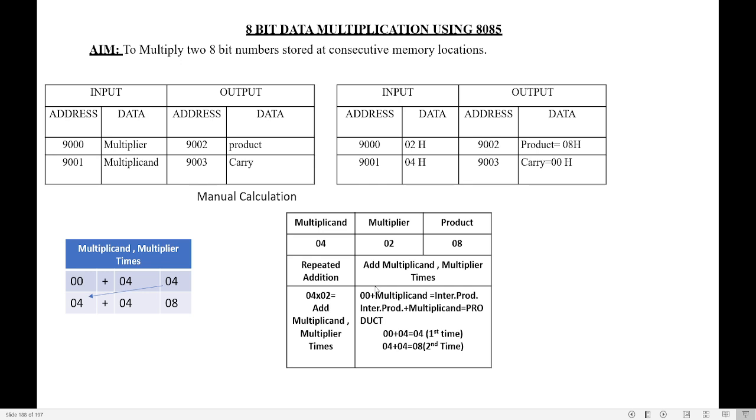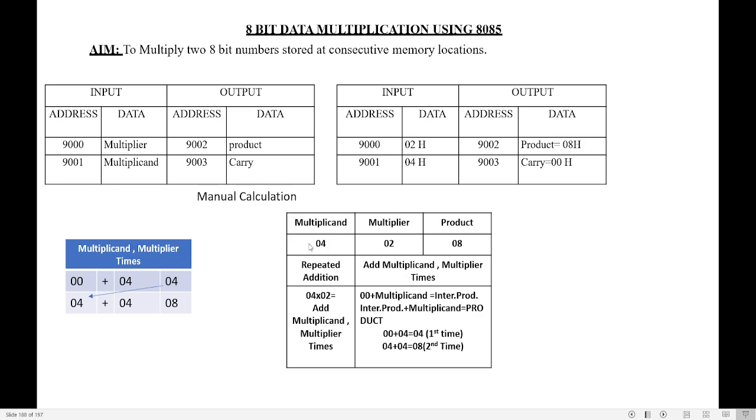Through a program. For addition and subtraction, you have instructions like ADD and SUB, but there is no instruction for multiplication. You cannot multiply two numbers directly with the help of an instruction in 8085. So how am I going to do the multiplication? I need to do it through addition.